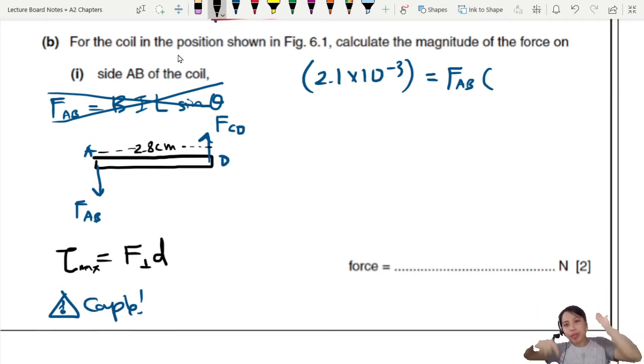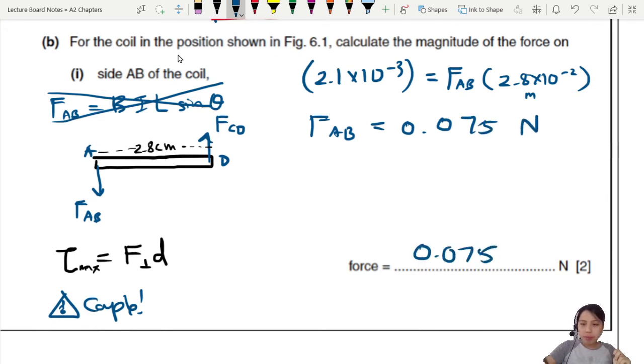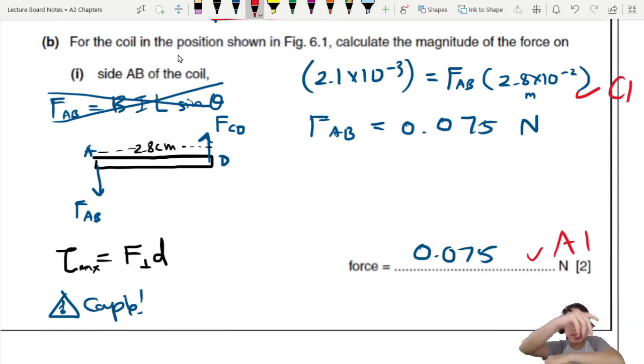Torque of a couple, remember from AS, okay? So we're going to write that in 2.8 times 10 negative 2 because centimeter. And we should get a FAB of about 0.075 Newton, very small. Okay, 2 marks. Where does that come from? One from you substituting the correct equation. You knew that torque equals to force times distance between these two couple. And of course, final answer, 1 mark. Wow, to think of force on conductor, now it's turning leh. Yeah, you do your left hand rule and adjust lah.